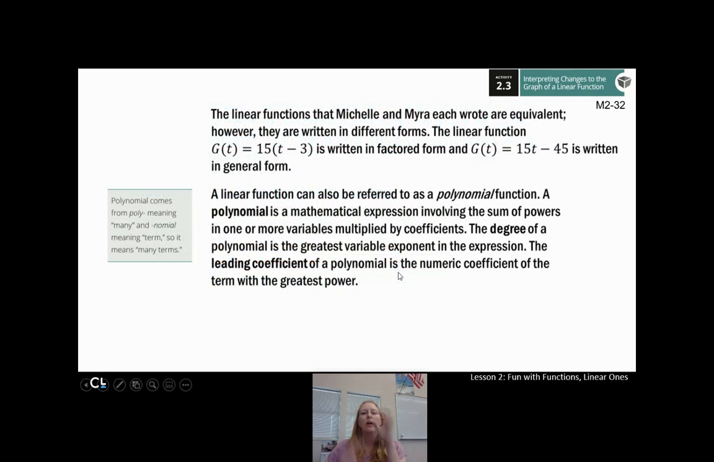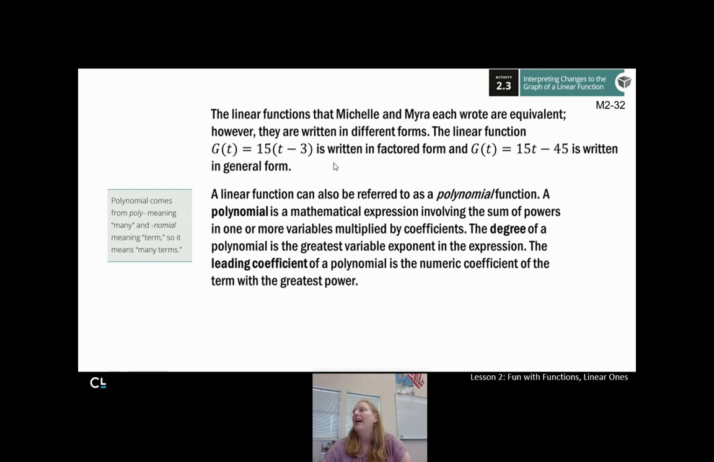Let's talk a little bit more about these 2 equations that Michelle and Myra each wrote. The linear functions that Michelle and Myra each wrote are equivalent. They're the same. However, they are written in different forms. The one that Michelle wrote, the linear function g of t equals 15 times t minus 3, is written in what we call factored form because I have something times something, and we call those factors, right? The things that we multiply together are called factors. So that's why it's called factored form, because these 2 guys are being multiplied together.